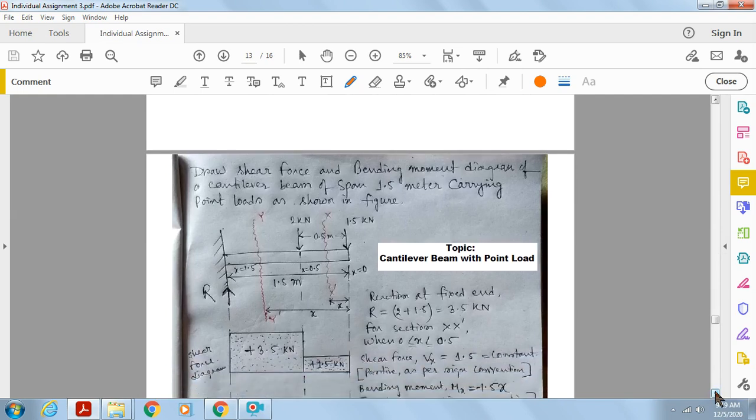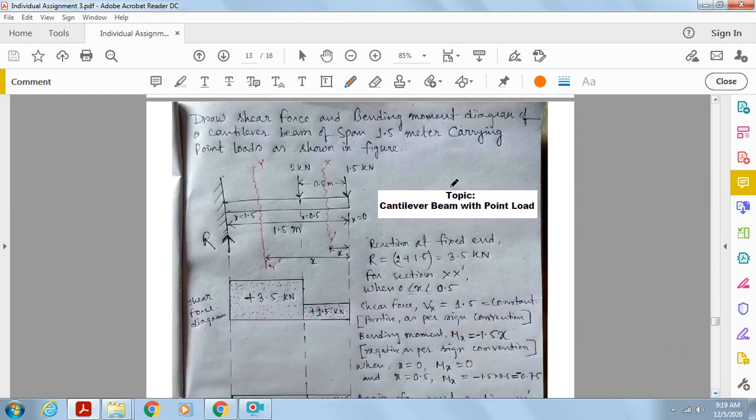So start with the tutorial part. Today we will focus on the solution of a shear force and bending moment diagram problem for a cantilever beam with point load. Here you see: draw the shear force and bending moment diagram of a cantilever beam of span 1.5 meter carrying a point load as shown in the figure. This is the cantilever beam and its span is given as 1.5 meter.